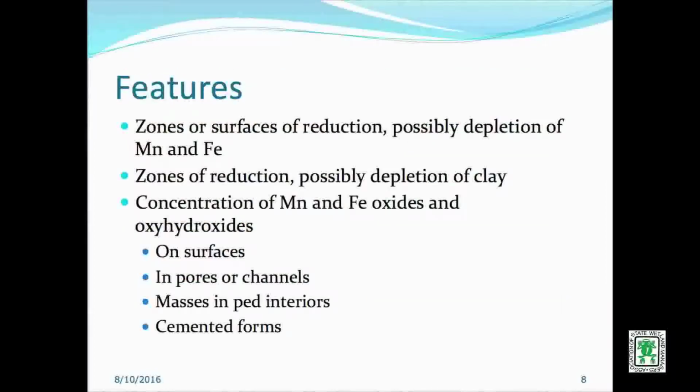Well, let's talk about the features. Let's talk first about the zones or surfaces of reduction, where we can get the depletion of manganese and iron. Now, when we talk about zones or surfaces, zones would be three-dimensional, whereas the surfaces would be two-dimensional. And the surfaces we're talking about would be the linings around the pores, the linings around root channels, and the linings between the surfaces where two aggregates come together in the soil.